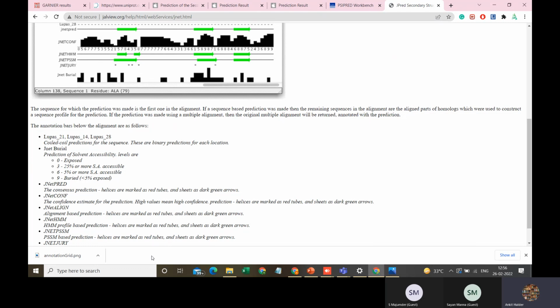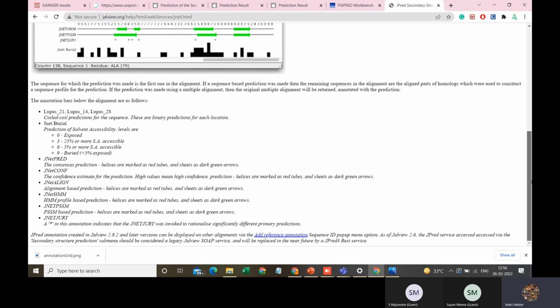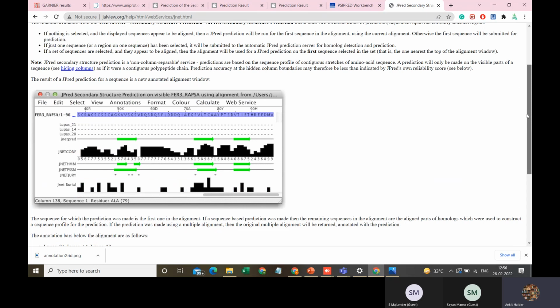Then alignment based prediction, the different kinds of helices, then HMM profile based prediction. So it performs different kinds of prediction in a single go using different kinds of algorithms. And PSSM based prediction. So you can identify all these things.